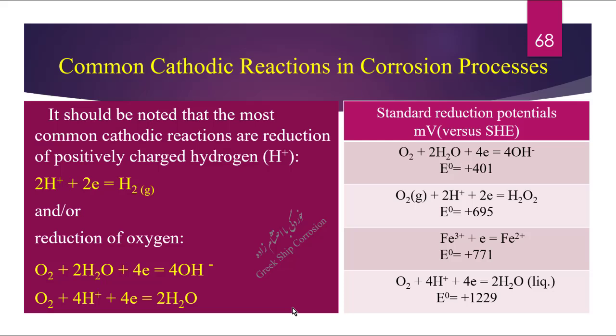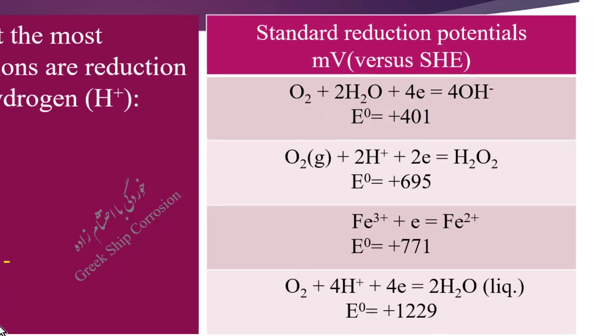Common cathodic reactions in corrosion processes. It should be noted that the most common cathodic reactions are reduction of positively charged hydrogen, 2H+ plus 2 electrons equals H2, and/or reduction of oxygen, O2 plus 2H2O plus 4 electrons equals 4OH minus, or O2 plus 4H plus 4 electrons equals 2H2O.